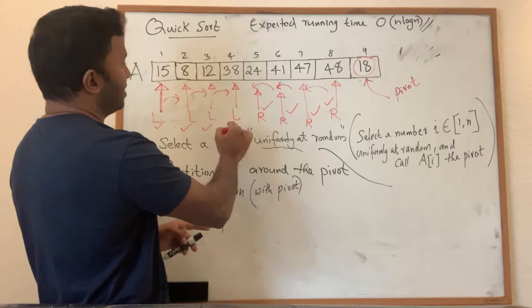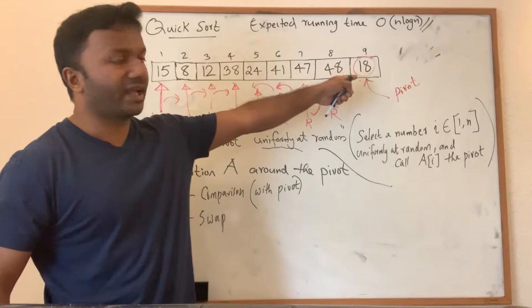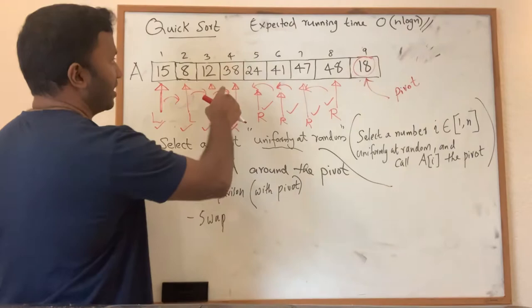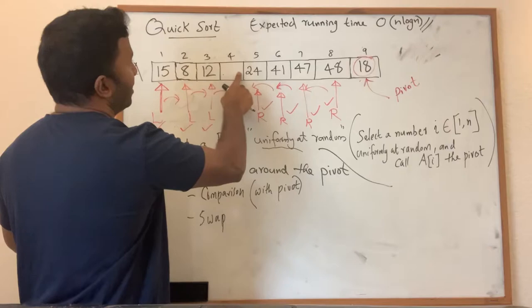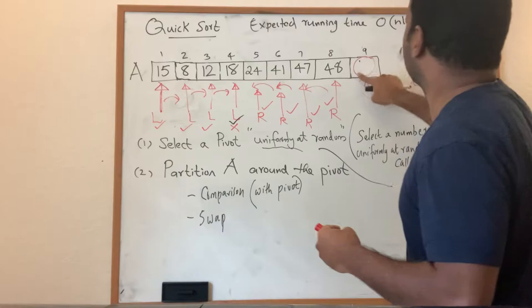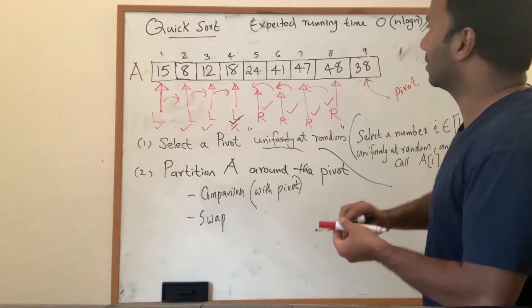What can we do at this point? There is a pivot lying there. So why don't I bring this pivot here and move this 38 there? That's exactly what I'm going to do. So the pivot 18 should come here, so that way this guy is still happy, and 38 will move here. So this is my pivot.